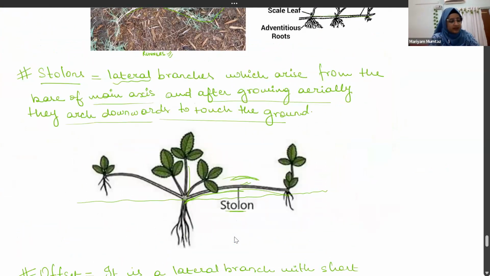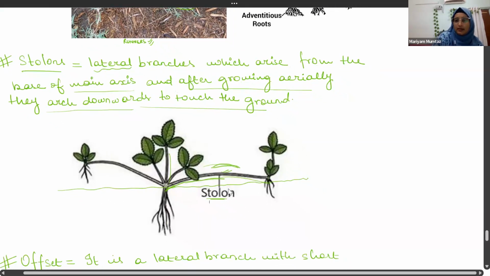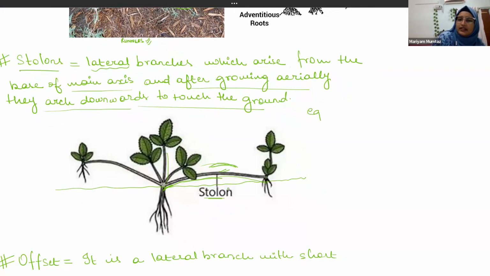Now, stolons are present to enhance the growth of the plant. And let's see the two examples. The example here is mint. The mint plant is usually like this. And there is another plant known as jasmine. So these two are the examples for stolon.